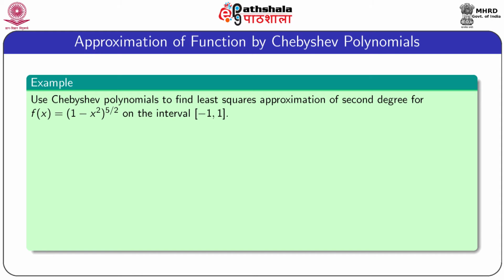Now, we consider one example to approximate a function f(x) = (1 − x²)^(5/2) using the least squares method with the help of Chebyshev polynomials on the interval [−1, 1]. Let the function f(x) be approximated as a0 T0(x) + a1 T1(x) + a2 T2(x), where T0(x), T1(x) and T2(x) are the first three Chebyshev polynomials and a0, a1, a2 are constants.